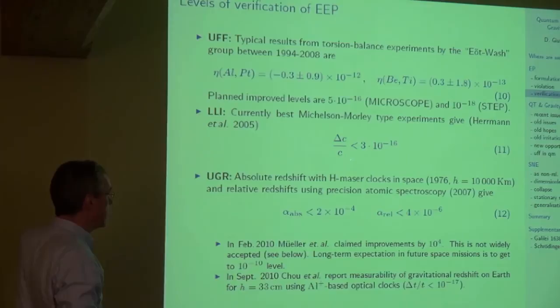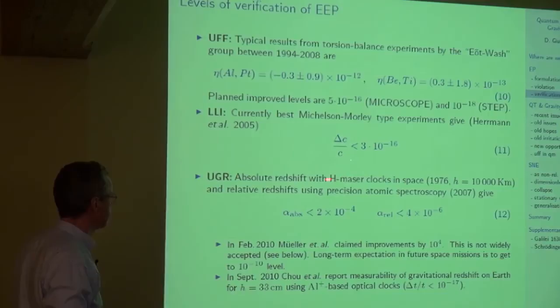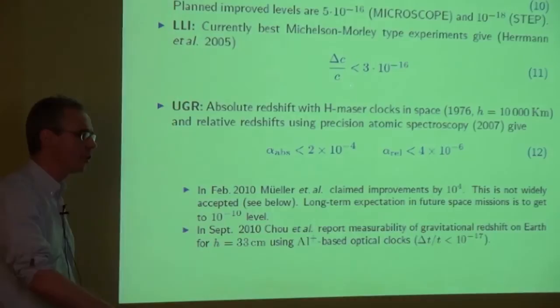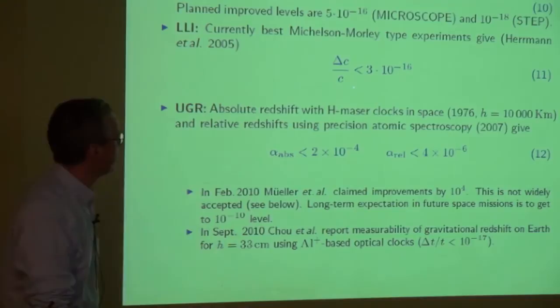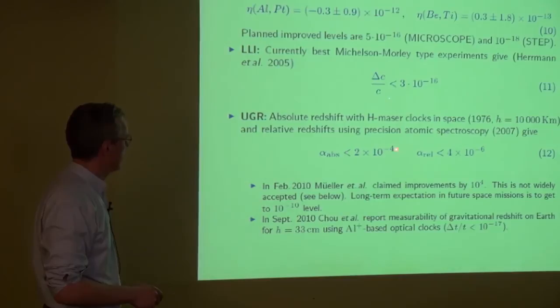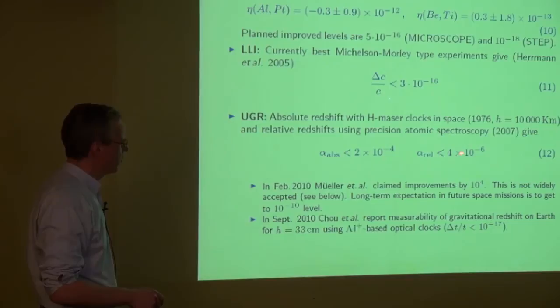And far worse than these upper bounds, that means higher upper bounds, are given for the universality of gravitational redshift. This is an old experiment with sounding rockets. You actually send a rocket up to 10,000 kilometers, and you have an H maser clock in the rocket and on the Earth, and you compare their rates. The experiment is called Gravity Probe A. And that led to upper bounds for violations of the universality of gravitational redshift of 10 to the minus 4, and then a more recent one with a slightly different design, 10 to the minus 6.